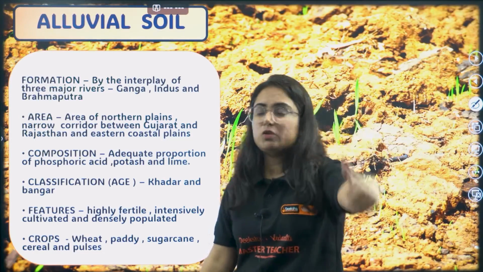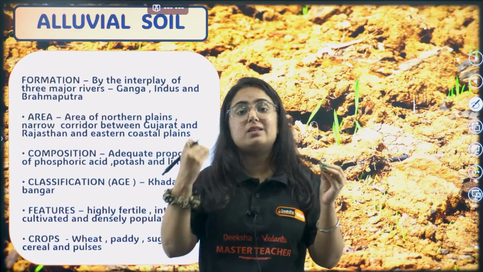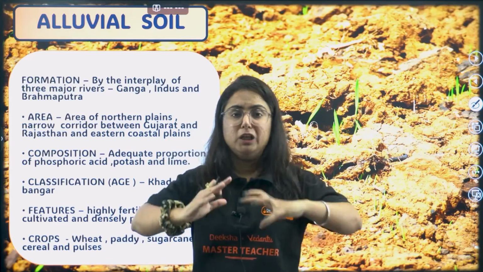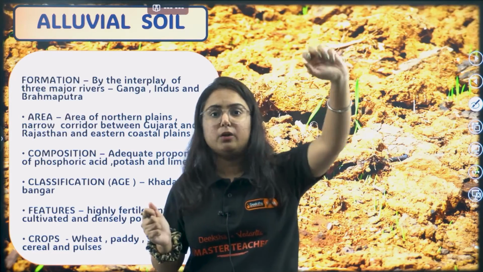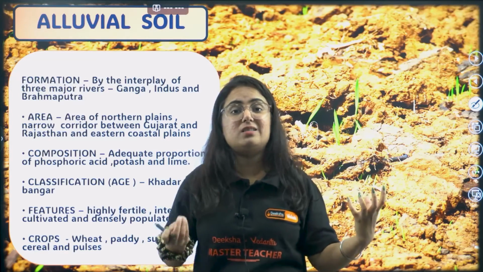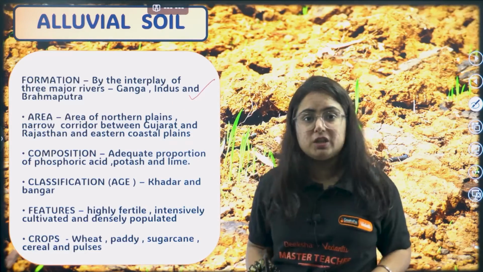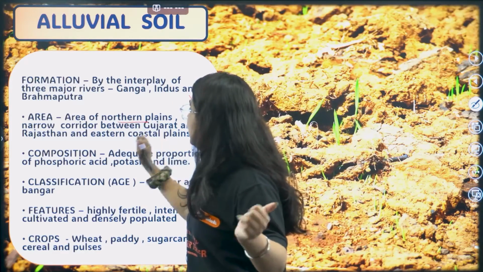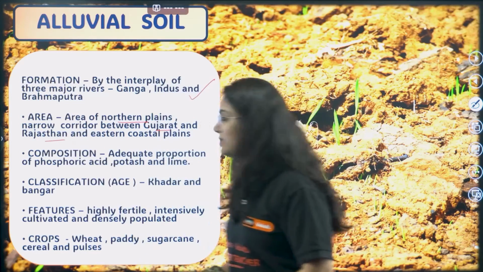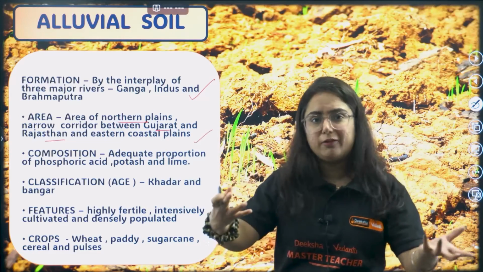We'll start with the soil that is alluvial soil. So alluvial soil is the result of the interplay of 3 major rivers. We know that in northern India the Himalayan rivers carry sediments, and in the alluvial plains they deposit the sediments, forming the alluvial soil. So this is the formation. The area where this is found is the northern plains and the narrow corridor between Gujarat and Rajasthan, and the eastern coastal plains also, because we have Mahanadi, Godavari, etc.